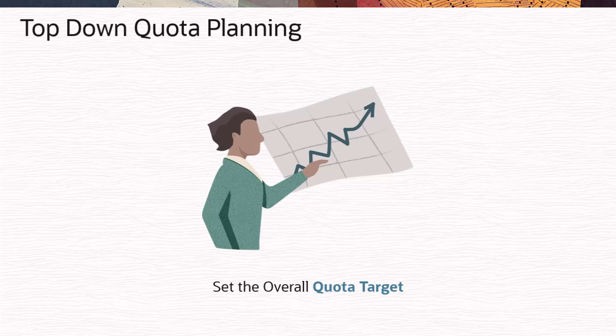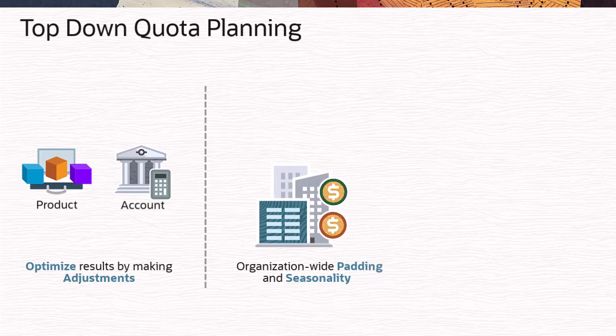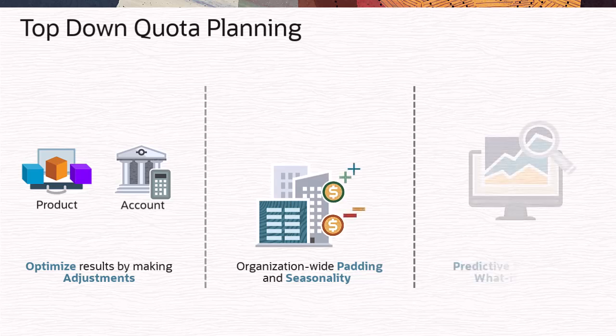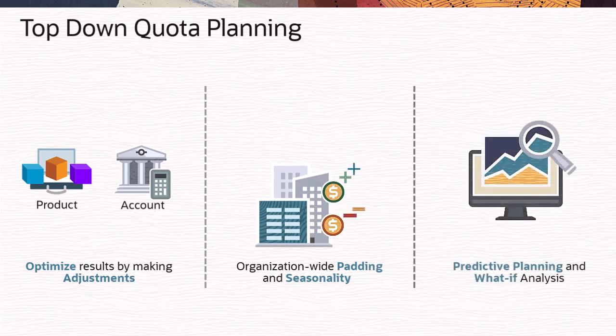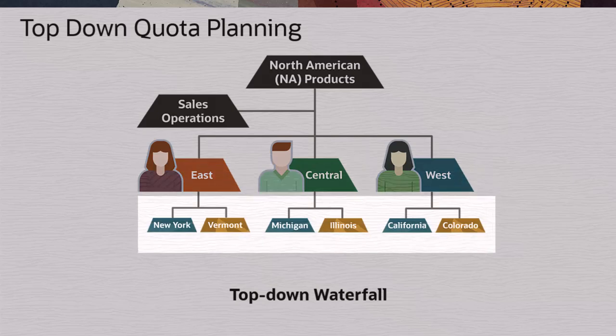You can use top-down planning in Oracle Sales Planning to set an overall quota target. You can optimize your results by making adjustments by product or account, applying padding or seasonality, or performing predictive planning or what-if analysis.